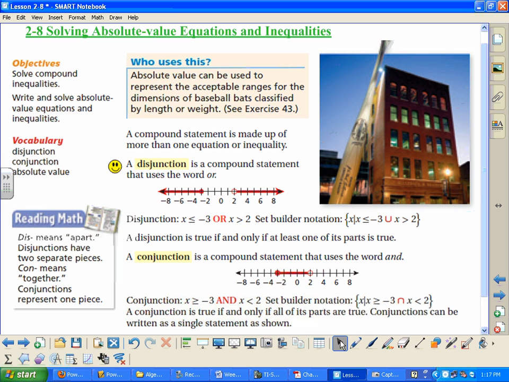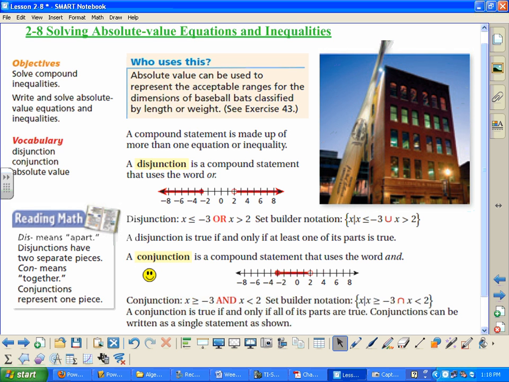So if you have the word or, it's a disjunction, which means that the arrows are going to go opposite directions as they show here. So it would look like, x is less than or equal to -3, or x is greater than 2. The disjunction is true if and only if at least one of its parts are true. So it may be only one of the parts. It may not be both.